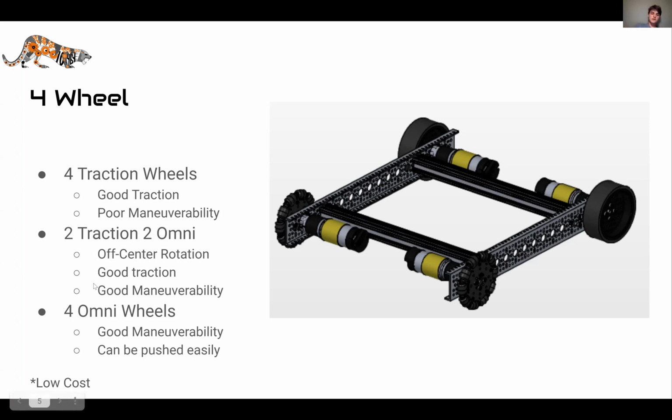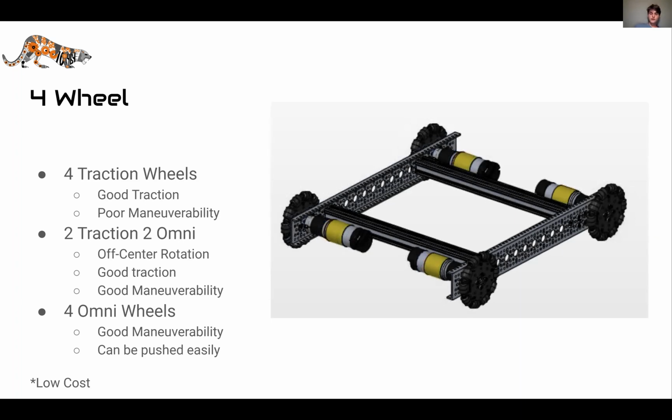On the other side of the spectrum, there is the four omni wheel drivetrain, where your drivetrain is consisting entirely of those omni wheels. It is very maneuverable. Your center of rotation is directly in the center of your robot, and it has like a turning radius right on a dime, but it slides around very easily and can be pushed by just about anything. Good thing about these drivetrains, though, is that they're very low cost, especially. All they take is four motors and four wheels.